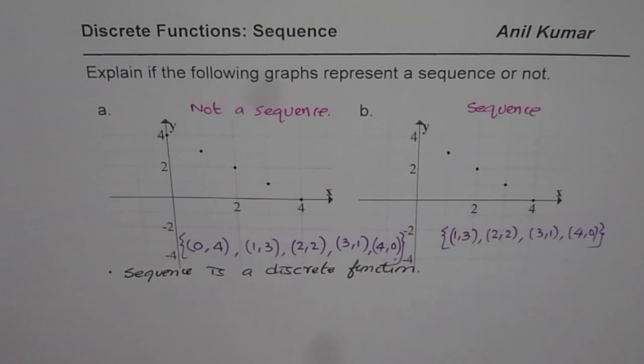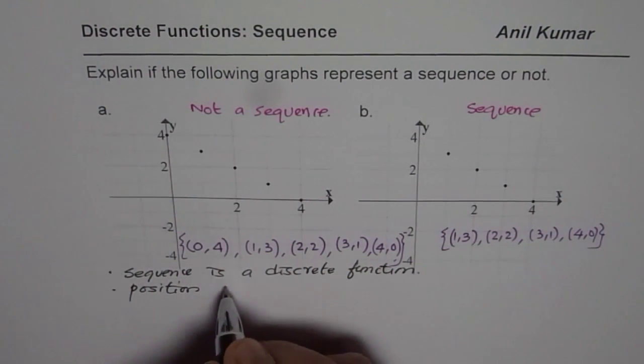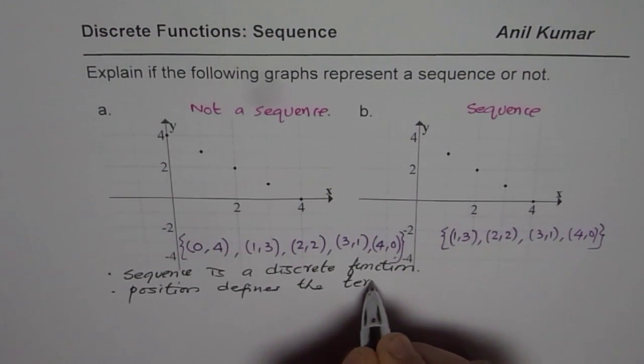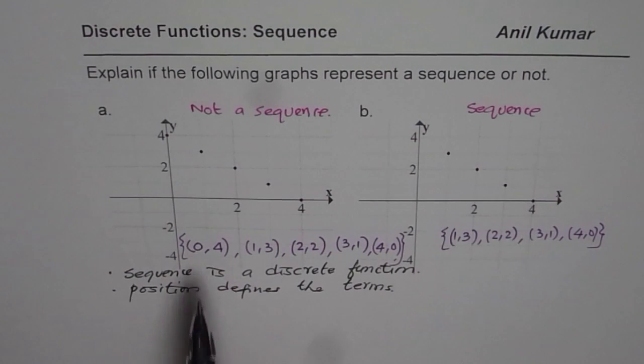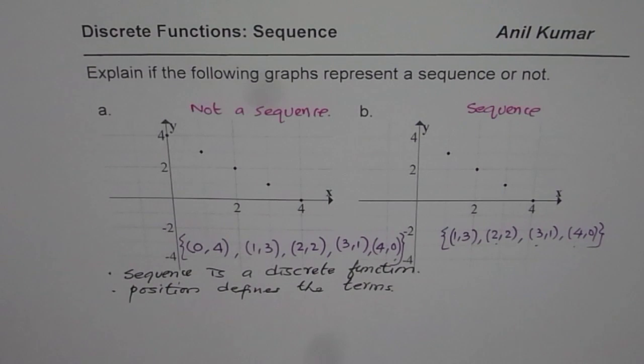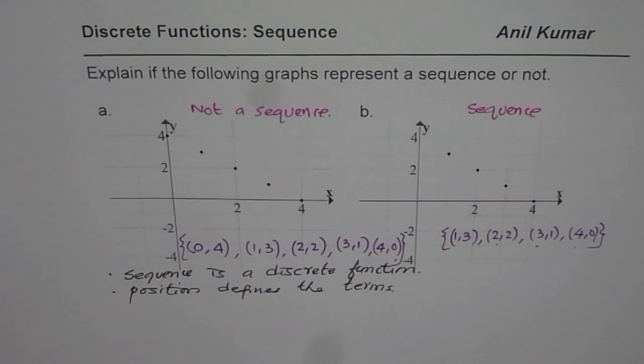What else do we know? Now in a sequence, every term is defined by its position. So that means position is important. Position defines the terms, right? So let me say this one is my first term, second term, third term, and fourth term. That is how we say position is linked with the value, and that gives you the sequence.